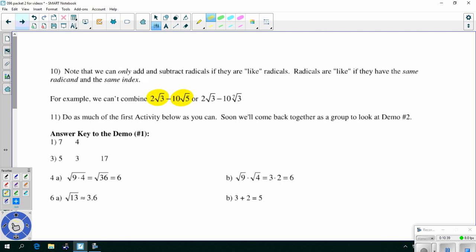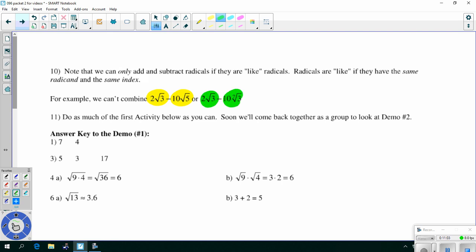So those two radicals have something that's the same, but something that's different. So what's the same is the fact that they're both square roots. It's not like one is a cube root and one is a fourth root. They're both exactly the same kind of root. That is to say, they're both the same index. But what's different about them is the radicand. There's a 3 and a 5, and this is like 2 apples minus 10 oranges. You can't combine those two in any way.